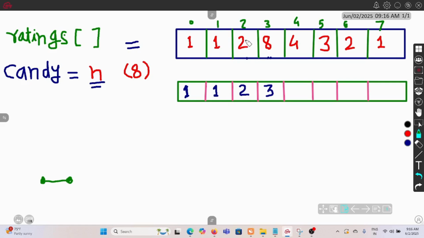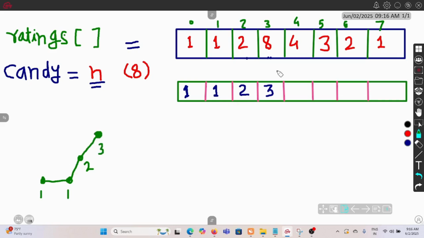Now we are coming to this guy, 2. So 2 has the higher ranking. If let's say this guy got 1 candy, and the guy having the higher rating then gets 1 plus 1, so this guy will get two candies. Now we are coming to this 3. The 3 guy has a rating which is higher than this guy, so this will also go upward and he can get 3 candies here. So far is everything fine, right?